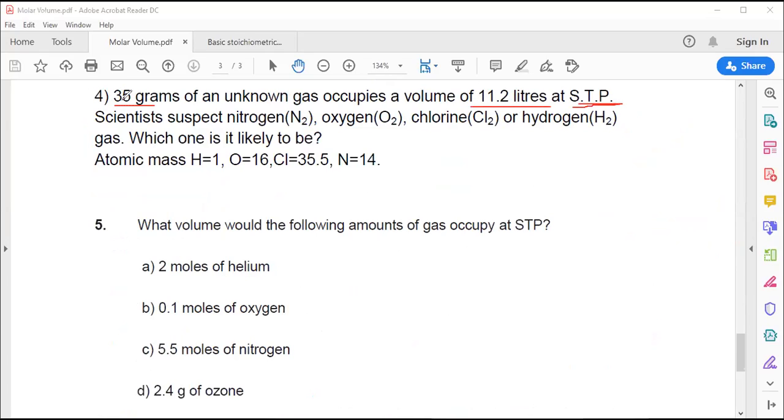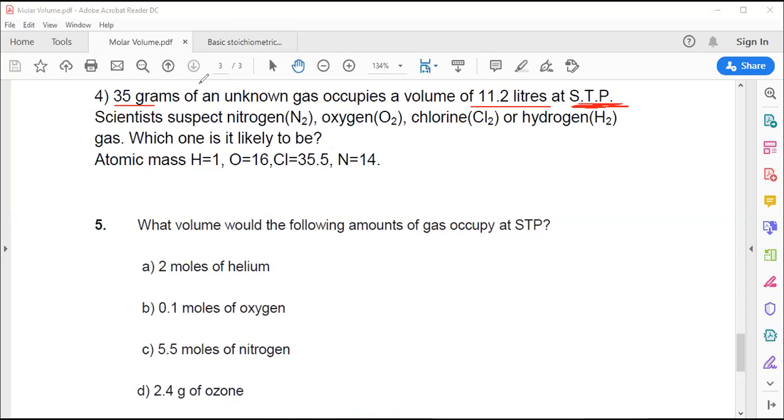So we know we are given mass, we are given volume, we are given molar volume at STP. It's telling us to use molar volume 22,4. Scientists suspect nitrogen, oxygen, chlorine, and hydrogen. Which one is it likely to be? Which one out of these 4 is likely to be this gas here?